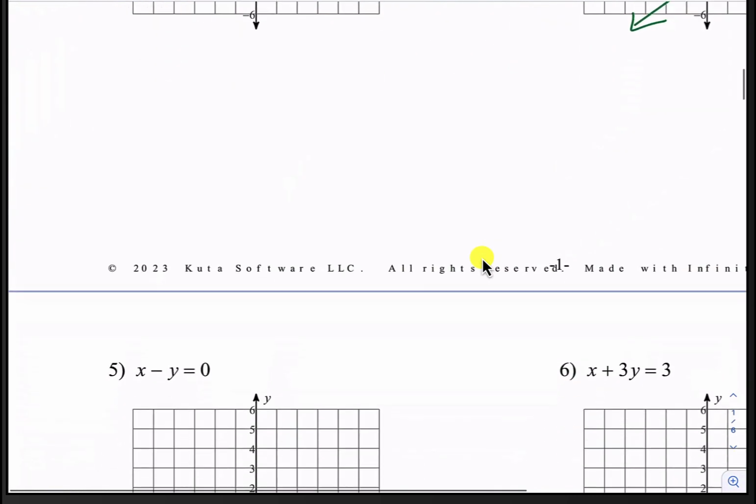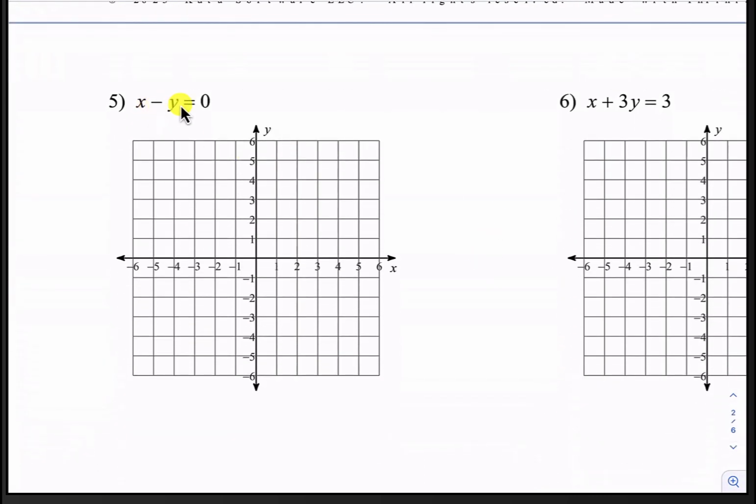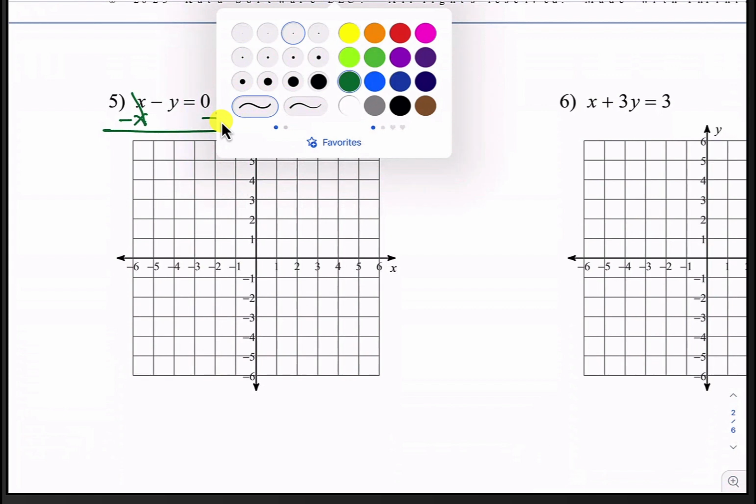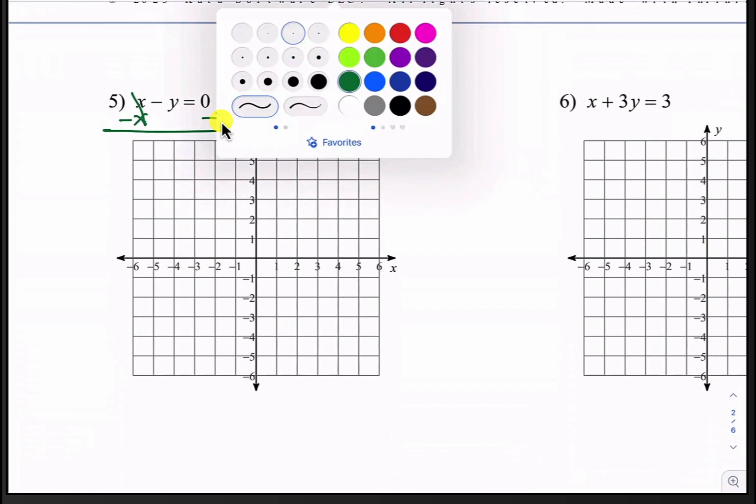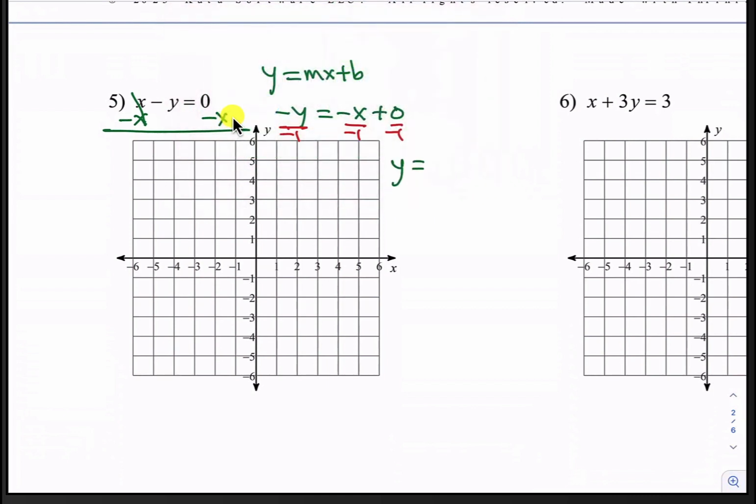All right, number 5. X minus y equals 0. We want to rearrange it into this form. So first, subtract x from both sides. Those x's cancel, and we have negative y equals negative x plus 0. Divide by negative 1 everywhere, and that's going to give us positive y equals positive 1x plus 0.